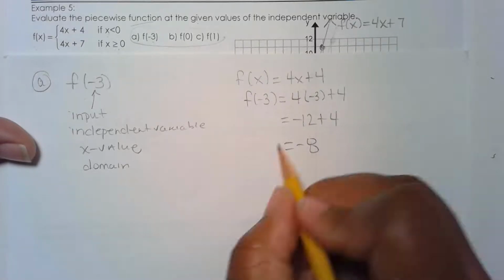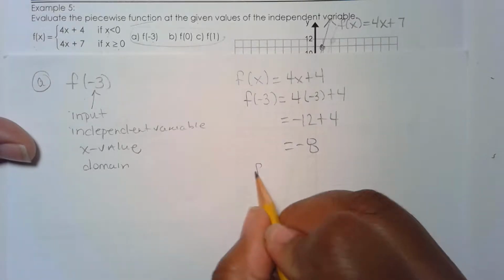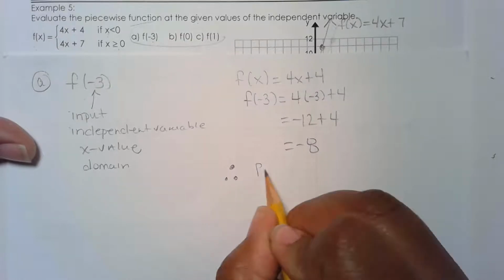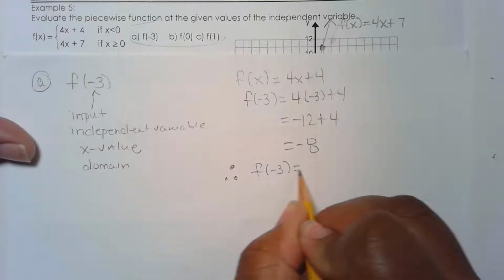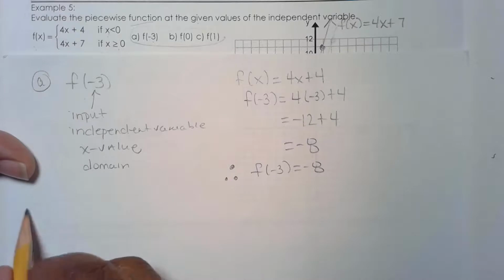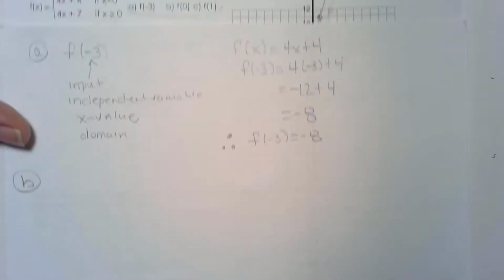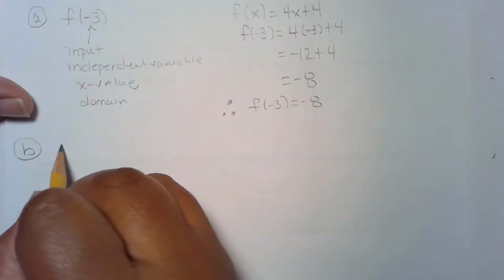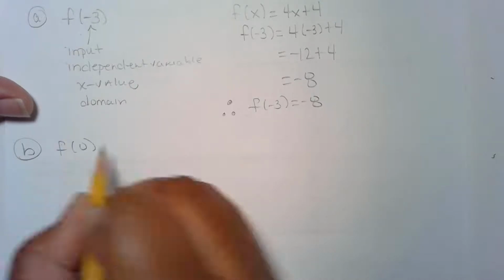Therefore, f of negative 3 is equal to negative 8. B, we want to find f of 0.